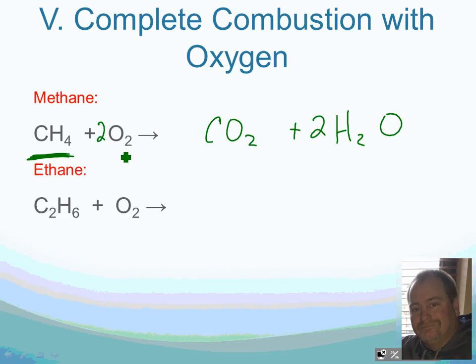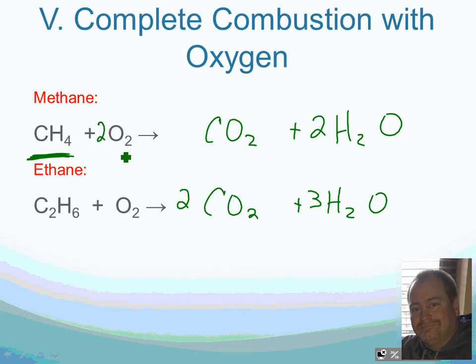Here I go with ethane. Ethane is C2H6 plus oxygen. Now what do you think my products are going to be? Great! Carbon dioxide and water. All I now have to do is balance. Once again, I'm going to save my oxygens for last. I can see I need 2 carbons. I can see I need 6 hydrogens. So that'd be great if this would work out.